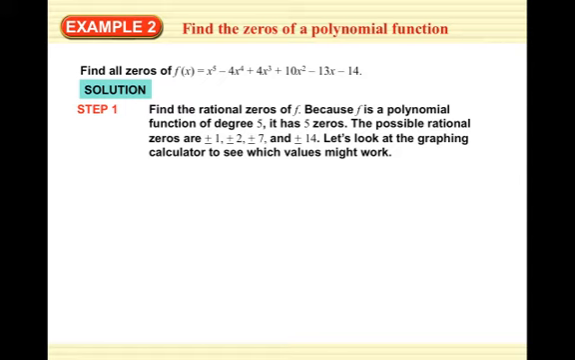Well, that's nice. Let's go ahead and look at a graphing calculator to see which values might work. If this were on a non-calculator part of a test or in a situation where you couldn't use a calculator, just start with 1, try 1, and then move to -1, 2, -2, and work through your list until you find one that gives you a remainder of 0 when you do synthetic division.